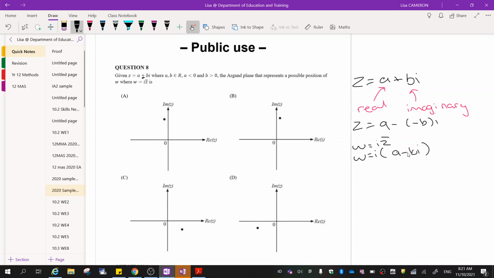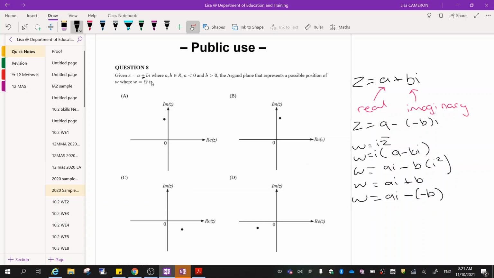Now, you'll note that I've used this particular form, and it wouldn't even matter if I used this form here as well, because if we change this symbol to a positive, our B would still be a negative value. So we're just going to expand out I. So we're going to have AI minus BI squared. And as we know, I squared is equal to negative 1, and negative 1 multiplied by negative B is equal to positive. So W is equal to AI plus B. Now this can also be represented as AI minus negative B.